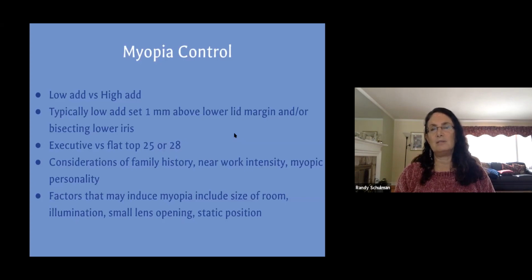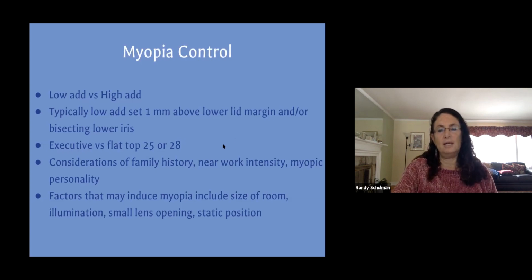But going with the 1.50 or the 2 add is often too high when you're trying to address myopia control. Very often the seg height is way too low, so they're really not utilizing it. So set the seg height 1 millimeter above the lower lid margin, or bisect the lower iris, and you'll get a little bit more myopia control. And we talked about that last case too, where you have to look at the near work intensity, the personality, and make sure that you're addressing some of those lifestyle considerations.